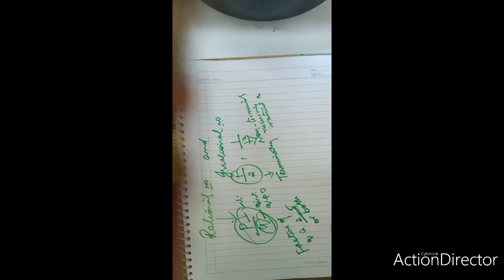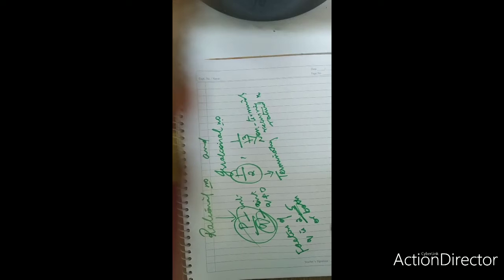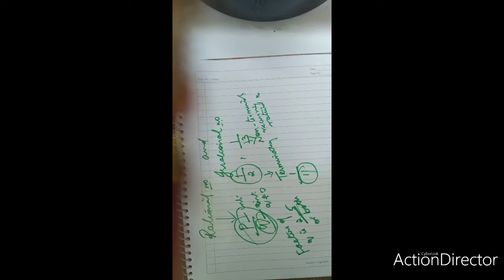If you have any other factor apart from 2 and 5, then it is a non-terminating recurring rational number. Example: 1 by 11. Just by looking at this fraction, can you say whether it is terminating or non-terminating? It is non-terminating and recurring because the denominator is 11, which is other than 2 and 5.